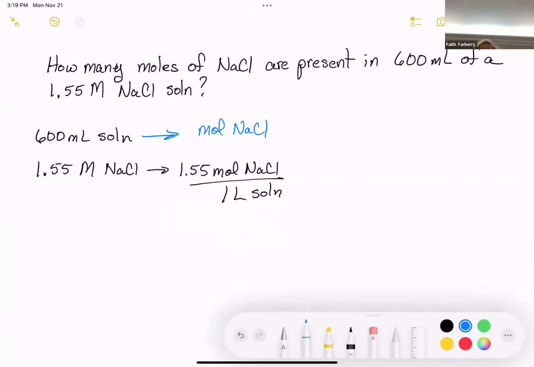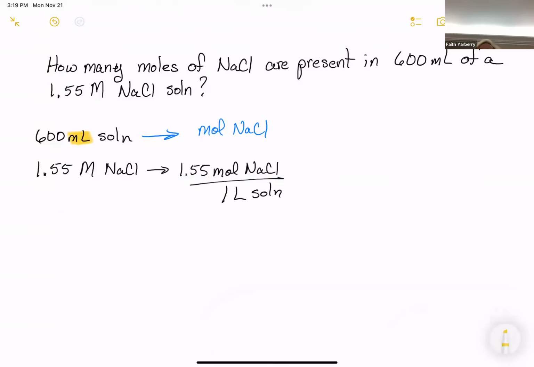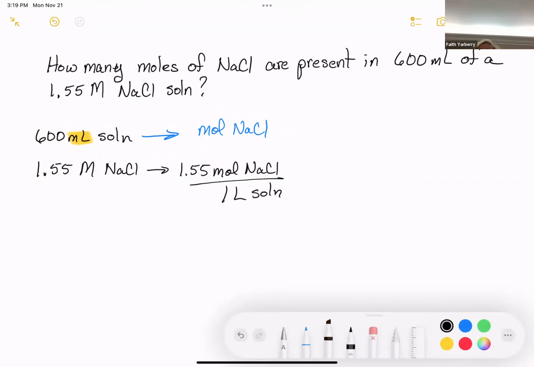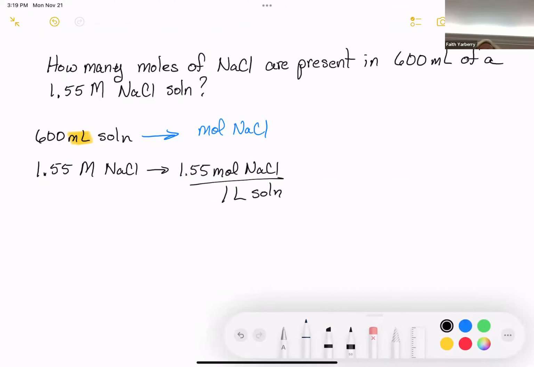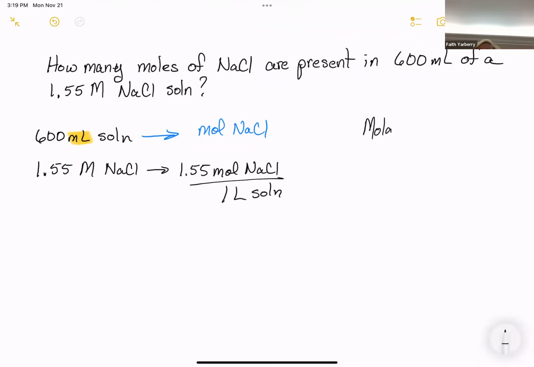Now, we can play this whole idea like we've been doing, where we go in and go, okay, I have the same substance, so that's fine, but I have volume. So volume tells me that I'm going to need the molarity. Anytime I have a volume, it's telling you that the molarity is the conversion factor.